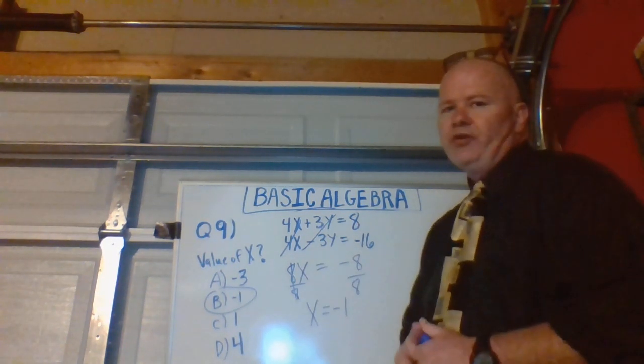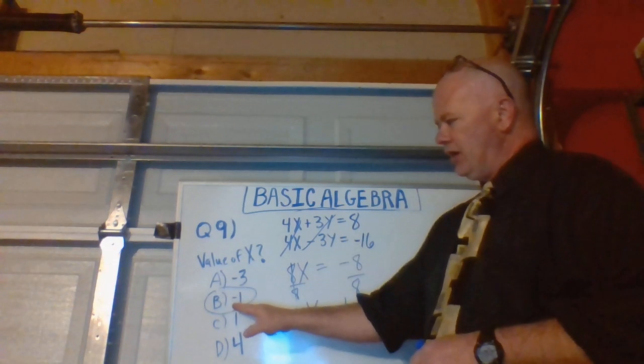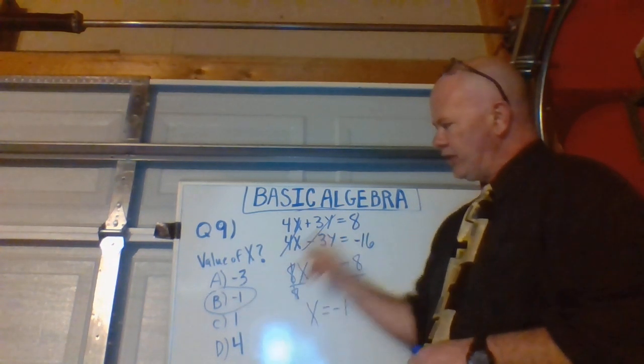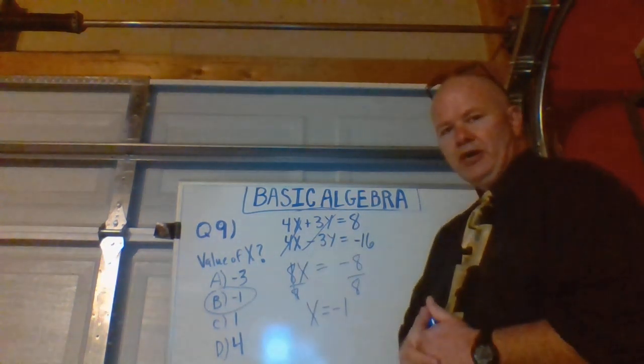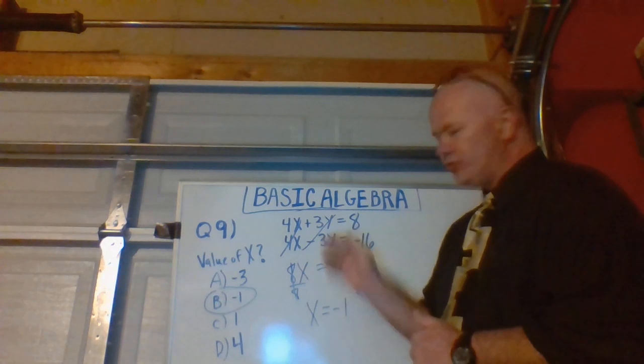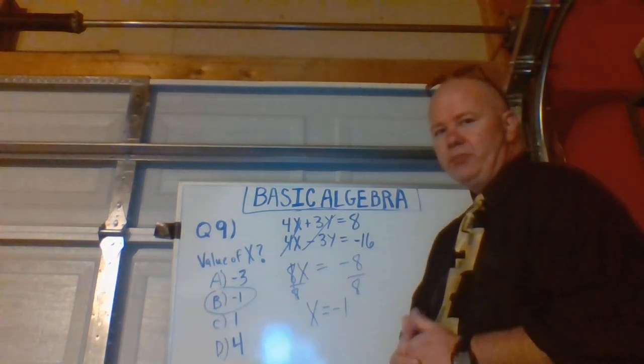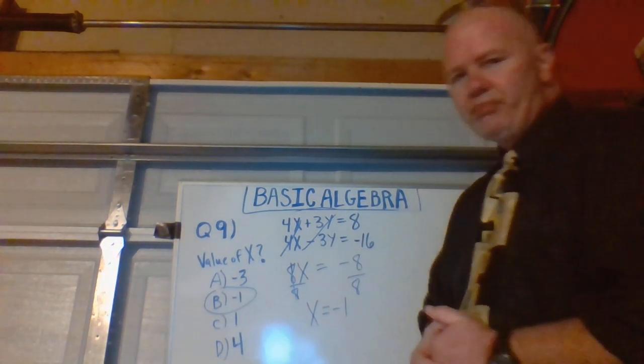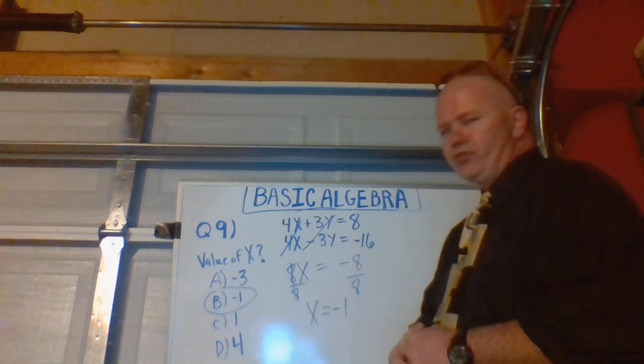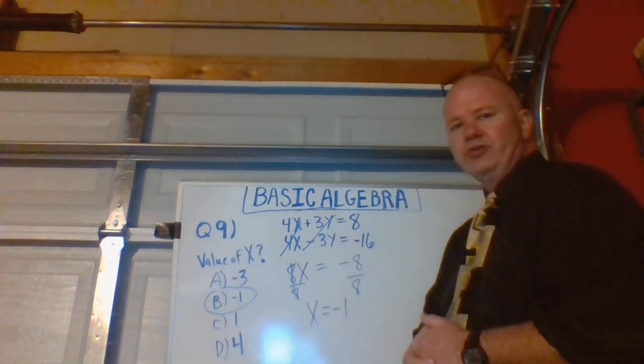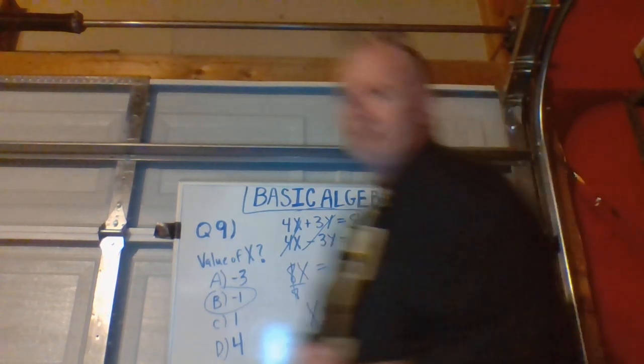It's not the only way to do this. You could have plugged in some different answer choices, solved for y, and made sure it works in both equations. That'd be time consuming, but a lot of different possibilities here. This is the most straightforward for question number 9.